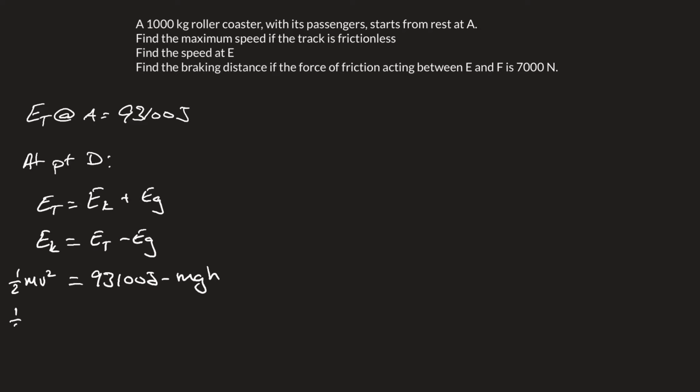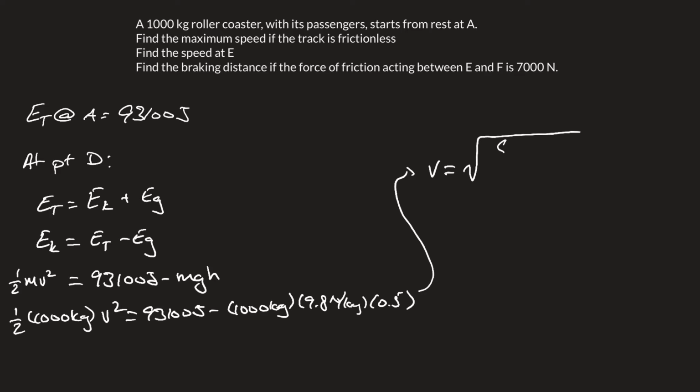So I can then start to substitute some values. So 1,000 for our mass, leave our total energy, then again 1,000 for the mass, times 9.8 newtons per kilogram, times our height. By rearranging and solving for v, we end up with a velocity of the square root of 88,200 joules divided by 500 kilograms, which leaves us with a maximum velocity of 13.3 meters per second.